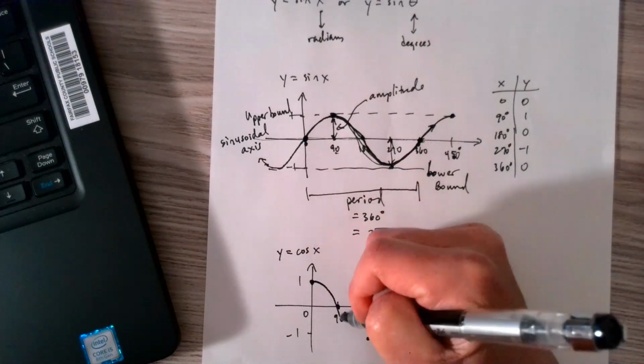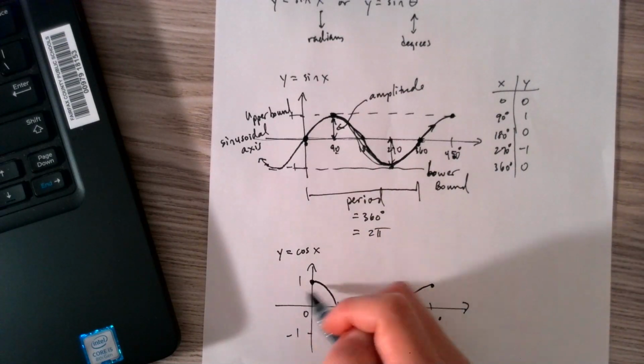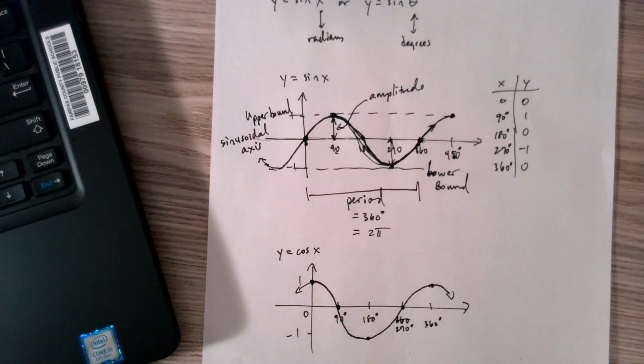So like that. And then of course it'll continue in both directions. But you can see that the cycle lasts 360. You can see the sinusoidal axis is still the x-axis. The upper bound is 1, the lower bound is -1. That makes the amplitude 1. And I already mentioned the period's 360, so that's all the parts we have.